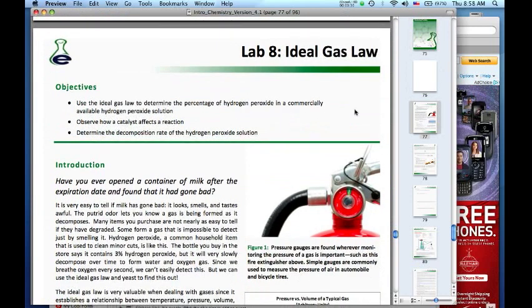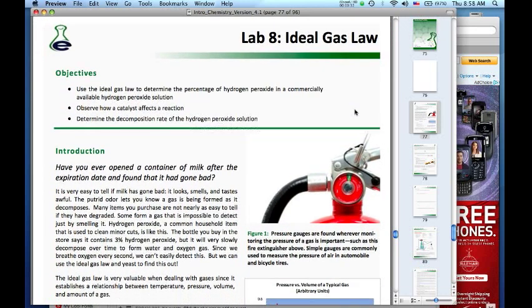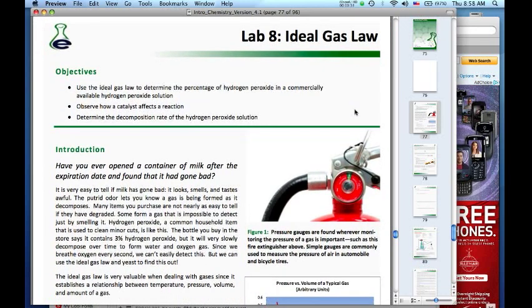And we are going to use hydrogen peroxide. We're going to look at the percentage of hydrogen peroxide. It's normally 3%, but it's not going to be 3%. You can stabilize it a little bit by putting some acid in there, but it's typically not.